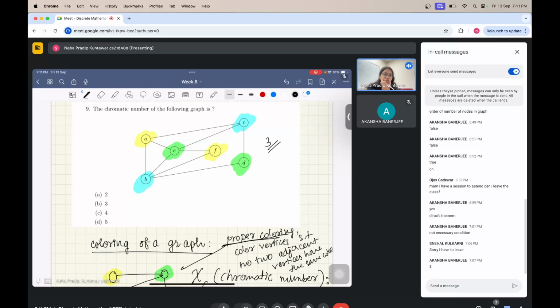You want to also show that you can't do it with less than 3. So what would be an argument for that? Here is a coloring with 3 colors, but you want to show that there does not exist a proper coloring with 2 colors. Then how do you show that?